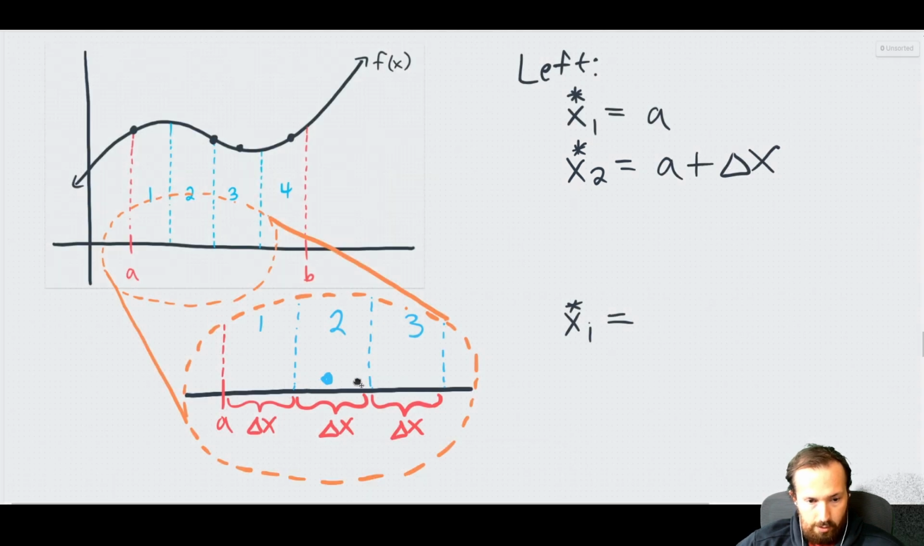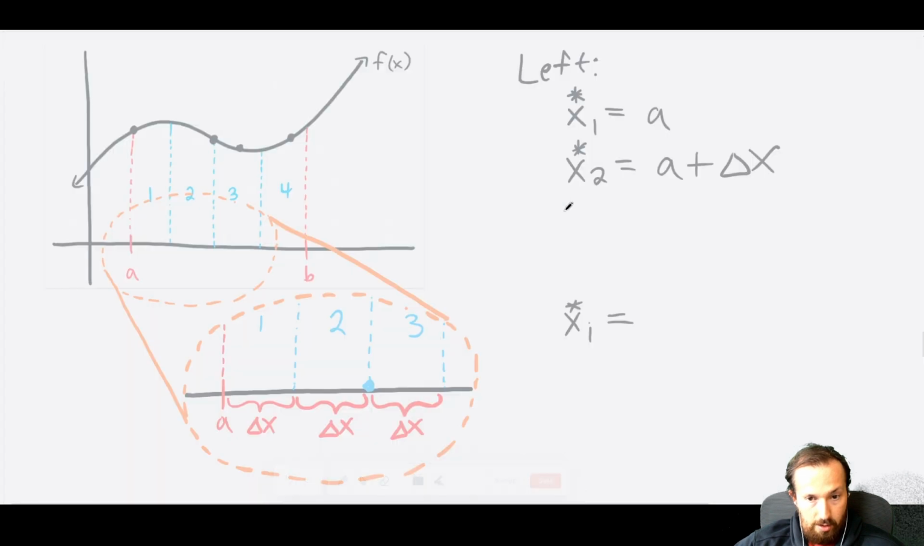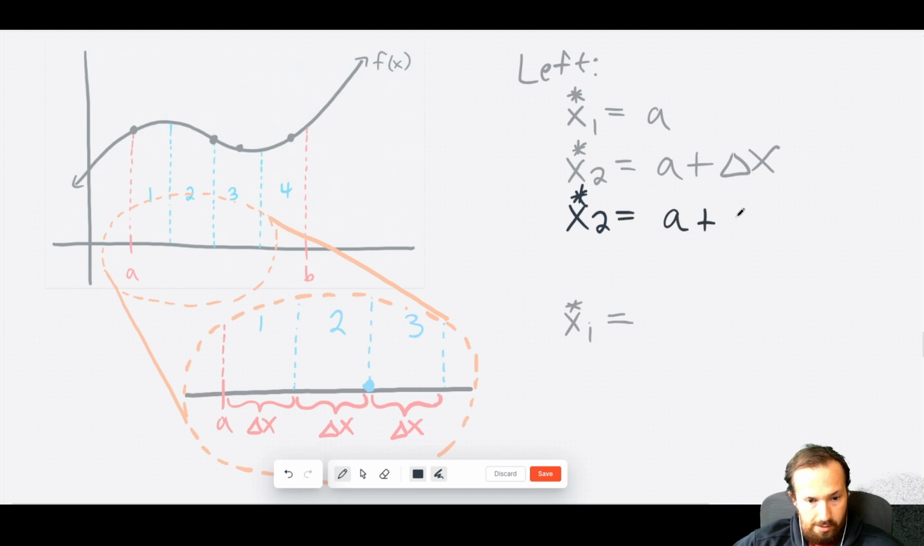And then for the third partition, that would be right there. That would be the left value. Hopefully it makes sense that that one is equal to A plus delta x. So we're starting at 0, going to A plus delta x plus another delta x. So it's really plus 2 delta x's.